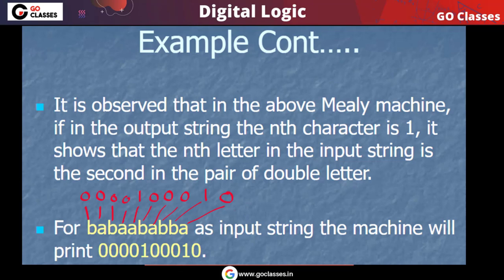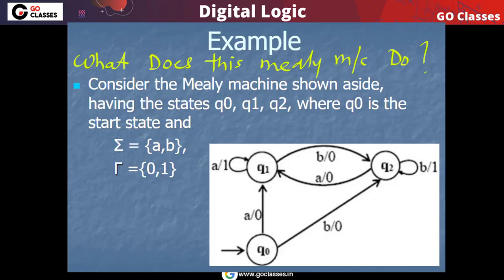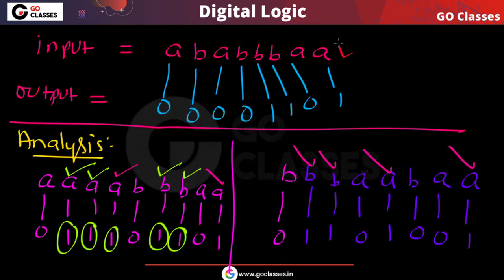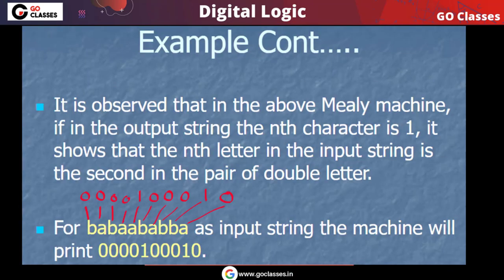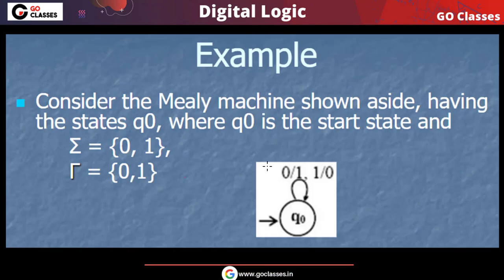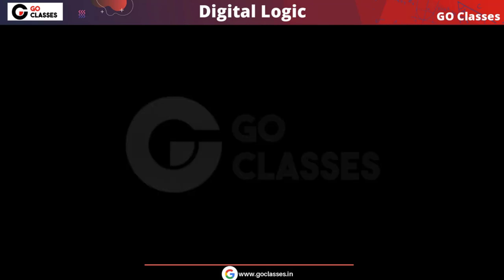Remember, in the GATE exam, if they give you this question, you can take some input strings, two or three strings, and eliminate the options. Like this you can do. Now let us see this question, what this machine is doing. This is a Mealy machine. There is only one state. In this state, if 0 is coming, the output will be 1. If 1 is coming, the output will be 0. Take some example and notice what this machine is doing.